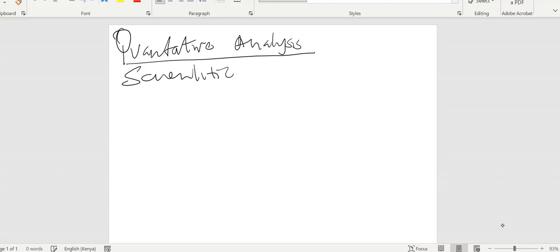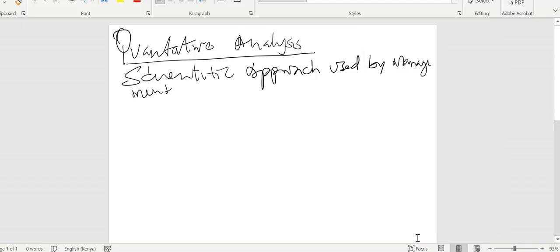So you can write that it's a scientific approach used by what? Management. Management for decision making. Okay. For decision making.